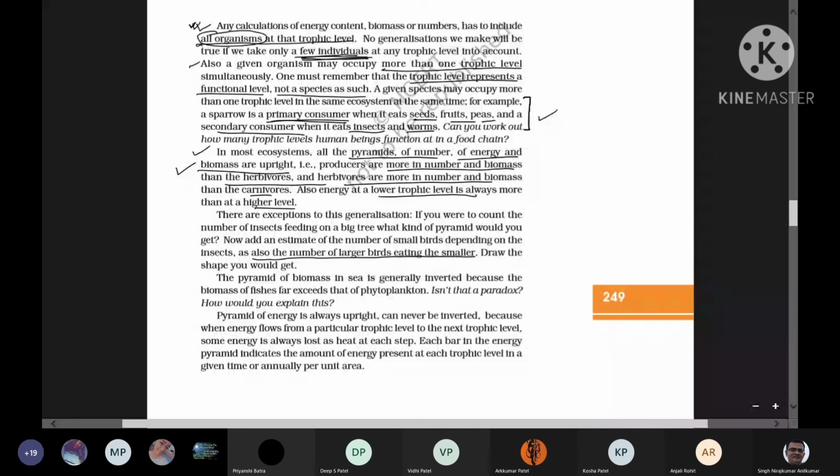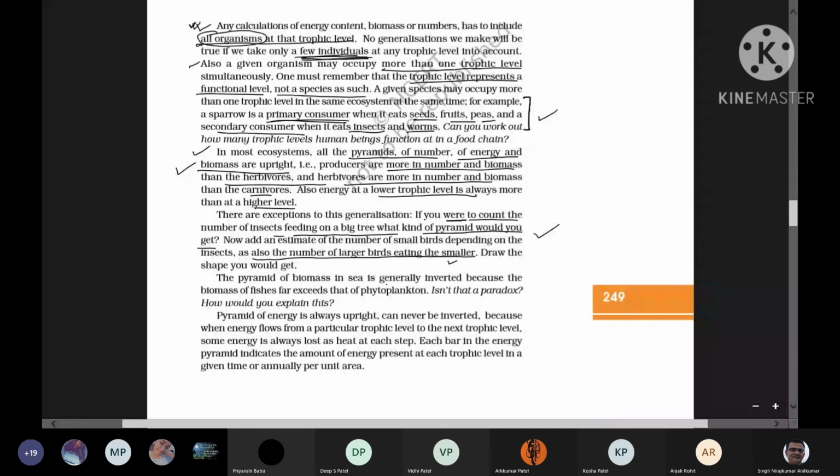So the pyramid of biomass in a sea is generally inverted, that we have seen in the pond ecosystem or sea ecosystem, whatever, right? This is a kind of paradox. Sometimes it is inverted, sometimes it is upright. So it depends upon the type of ecosystem, which kind of ecosystem is running over there.